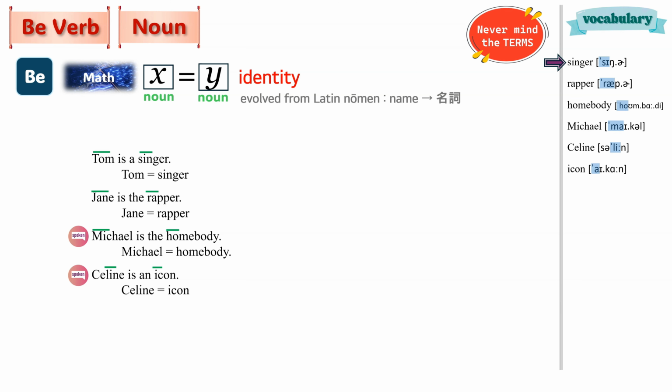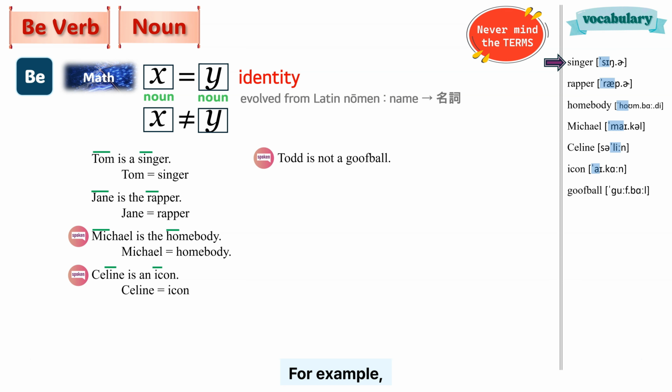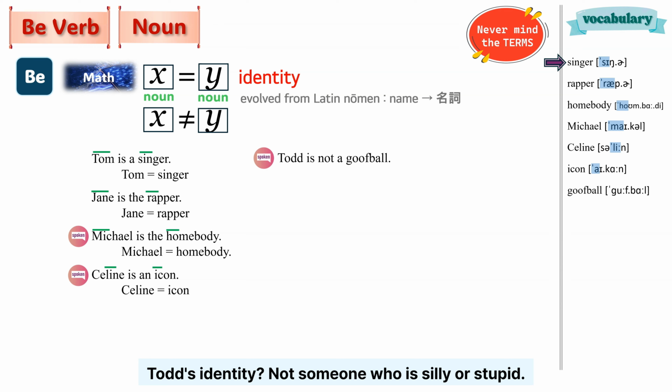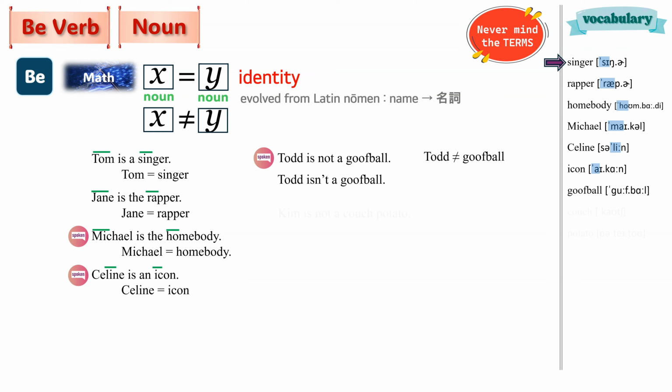Celine is an icon. Of course, be is also used when denying or rejecting a certain status or identity. For example, Todd's identity, not someone who is silly or stupid. When we shorten it, it becomes like this. In other words, Todd is not the same as a fool.